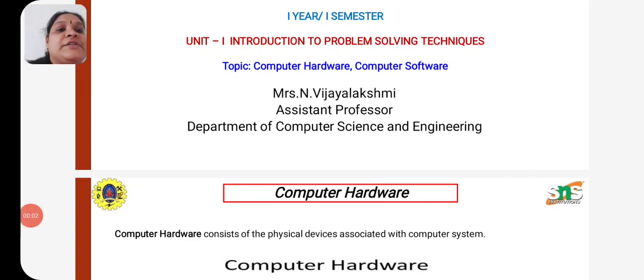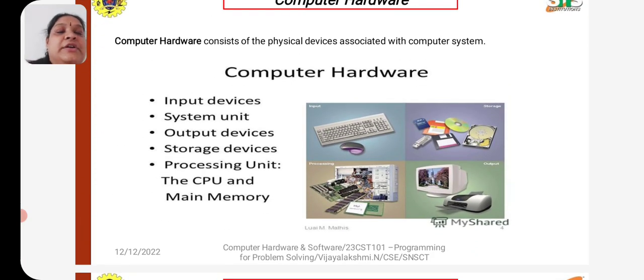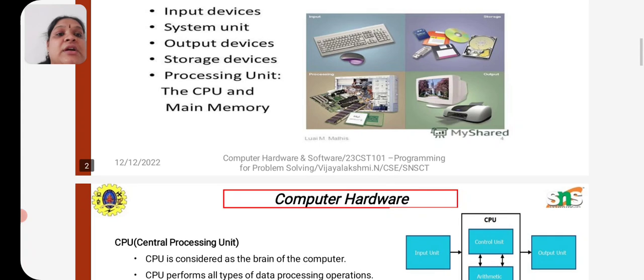In this lecture video, we will be seeing about computer hardware and computer software. First, we will see computer hardware. Your input devices, system unit, output devices, storage devices, processing unit, these things are called computer hardware.